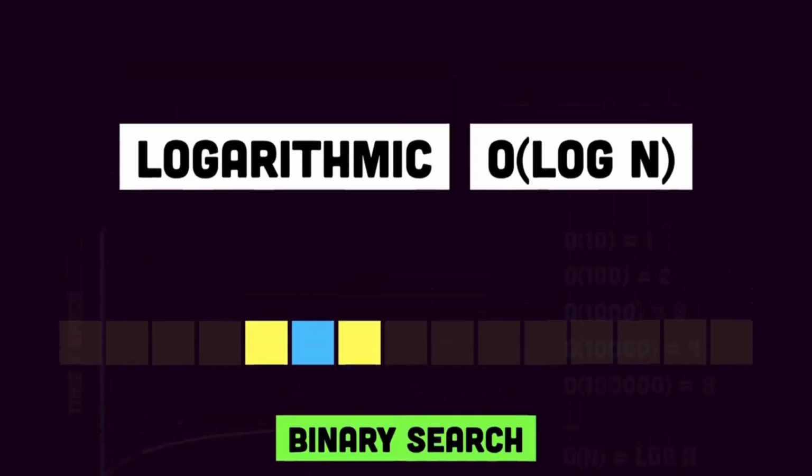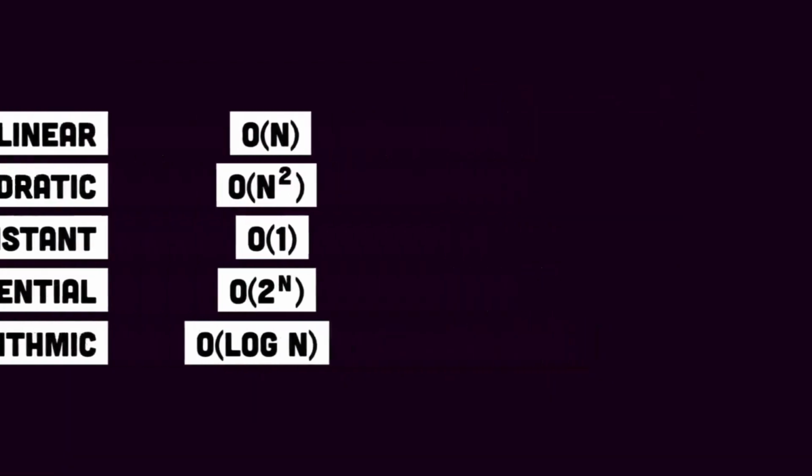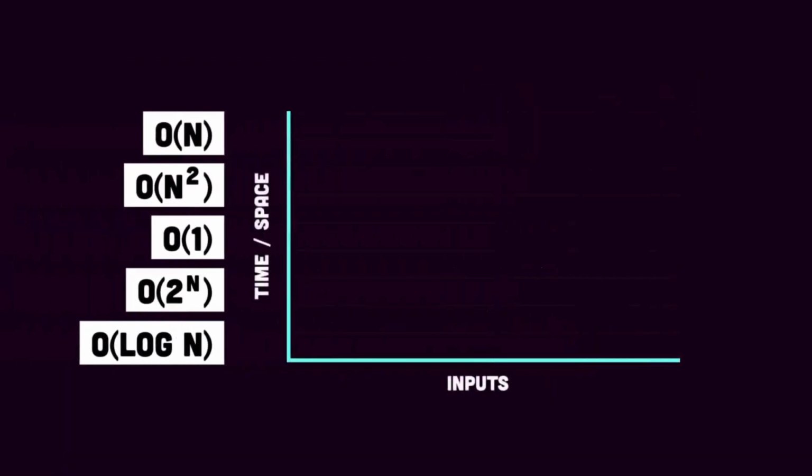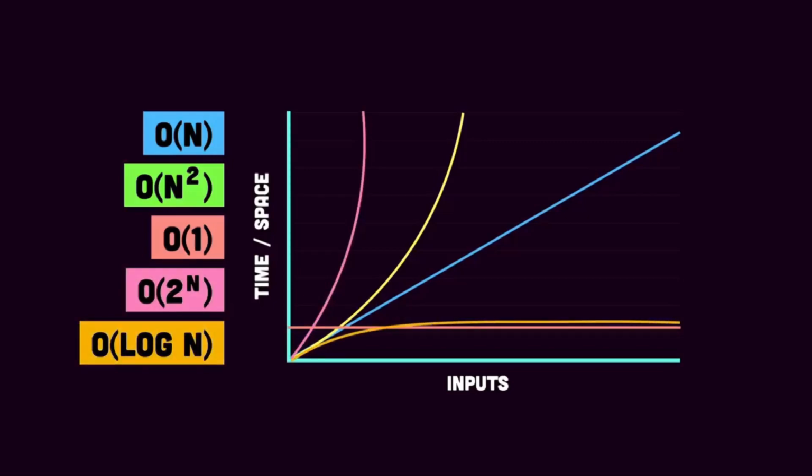Alright, so now to summarize, here is a list of complexities that we have just seen. If we plot them all in one graph, the complexity of O of n is going to look linear like this, n squared is going to look like this, the constant complexity O of 1 is going to look like this, exponential complexity is going to look like this, and here is how the logarithmic complexity is going to look like.